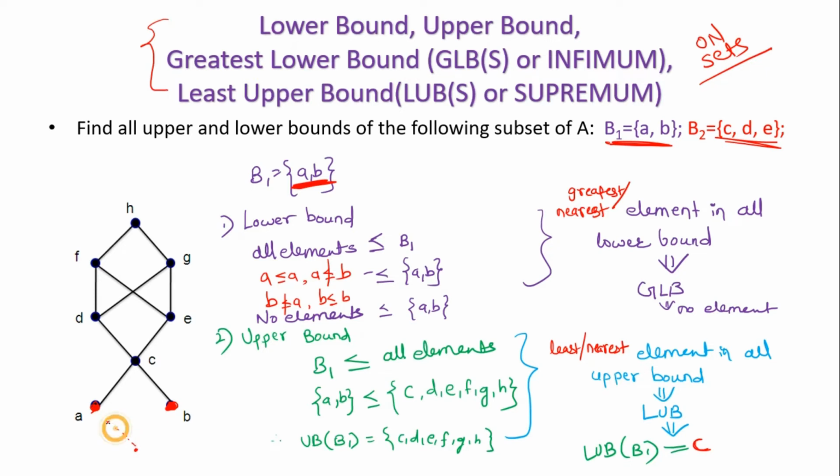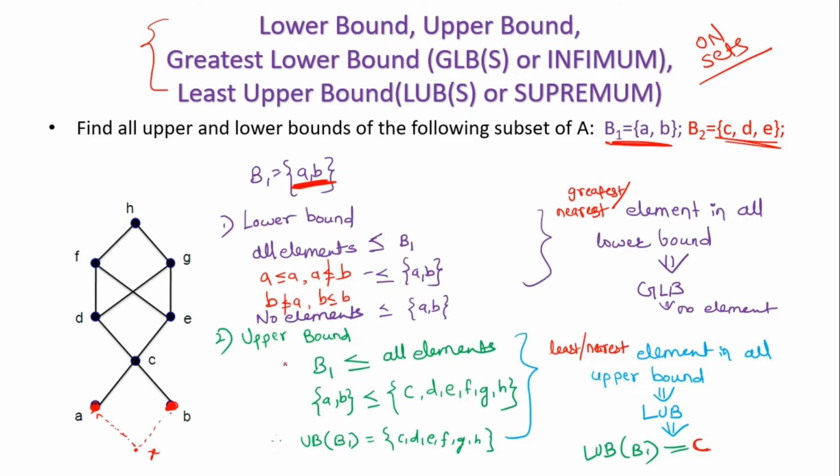Like there exists a vertex present below these two vertices, and an edge comes to both these vertices from that particular vertex. But there is no vertex in the bottom part which provides an edge to both vertices. So there will be no element which is a lower bound of AB.